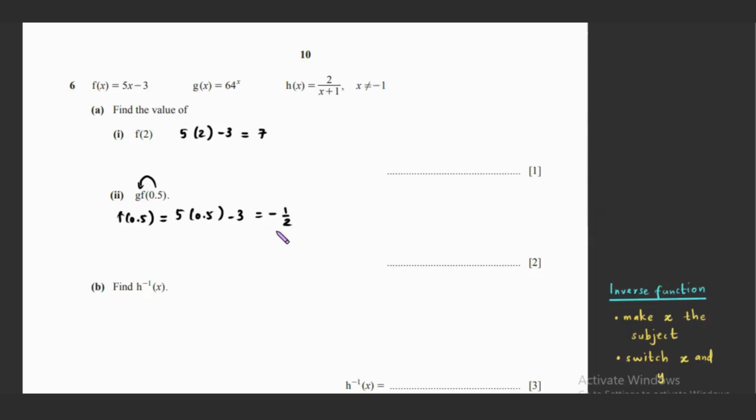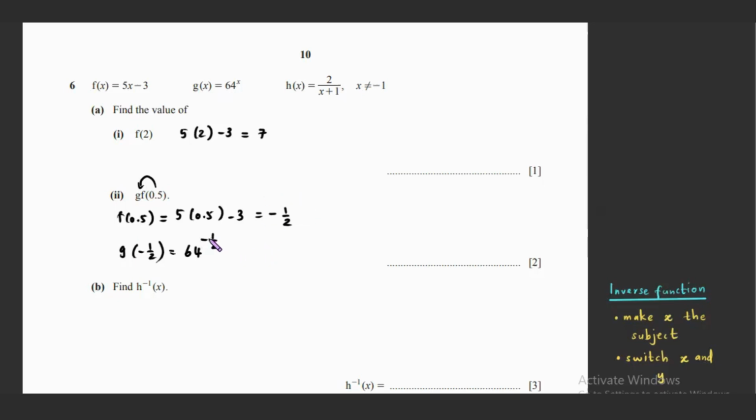This negative half should be sent into the next function machine, which is g of x, which is 64 to the power x. So then g of negative half is what we are supposed to find. This is equal to 64 to the power negative half, because x is our negative half now. Now we've got to solve this.